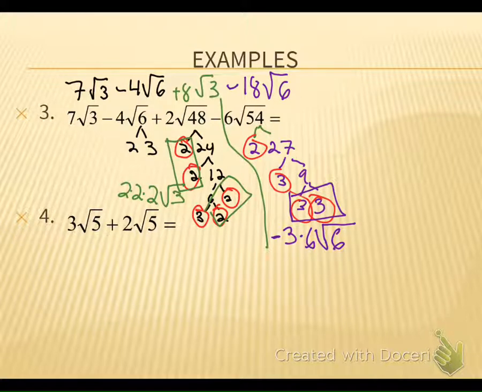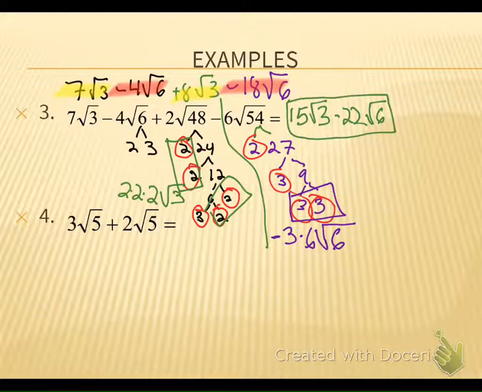So we have 7 square root of 3, and we have 8 square root of 3. What is 7 plus 8? 15. Okay, so we have 15 square root of 3. And then, let me switch my color, we have negative 4 square root of 6 and negative 18 square root of 6. So what are we going to have there? Negative 22. You guys are my first class that's gotten that on the first try. Negative 22 square root of 6. Nothing can be combined between those. So we end up with just that as our answer.